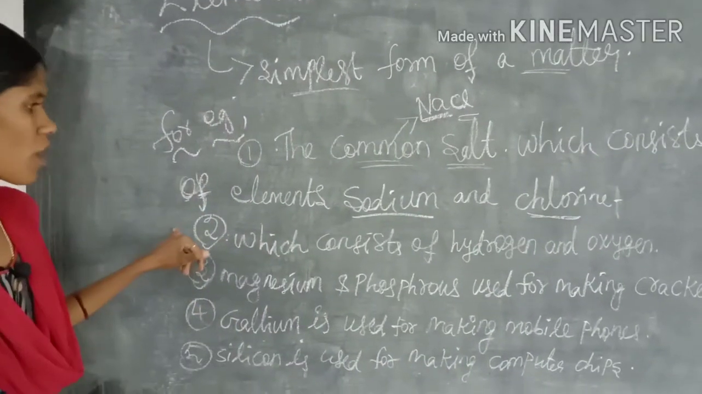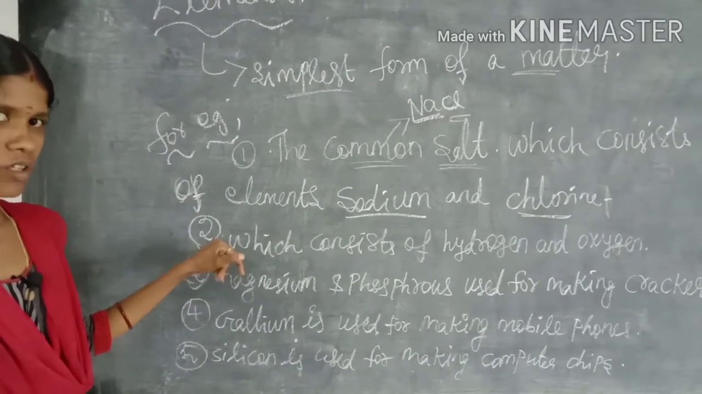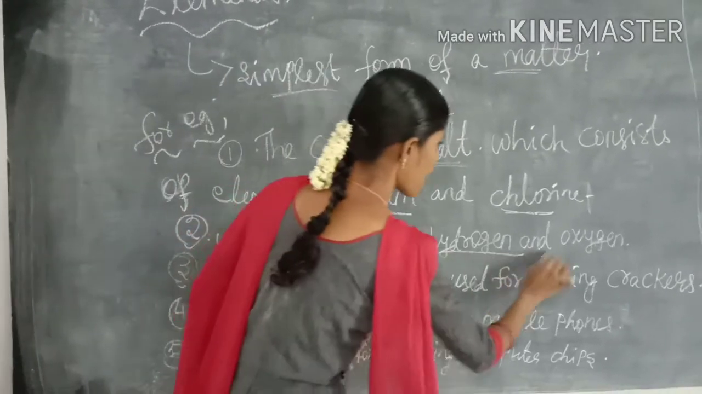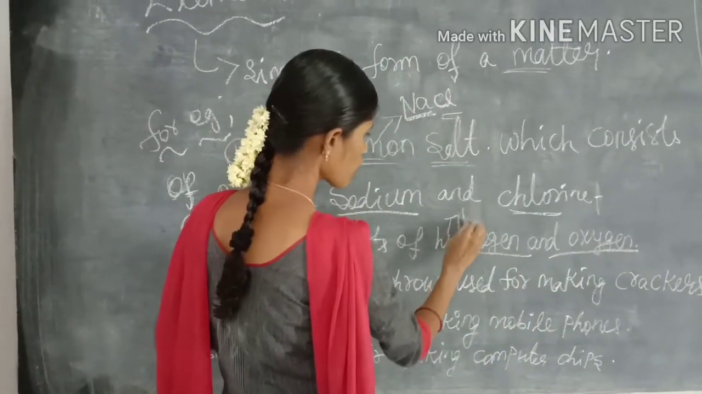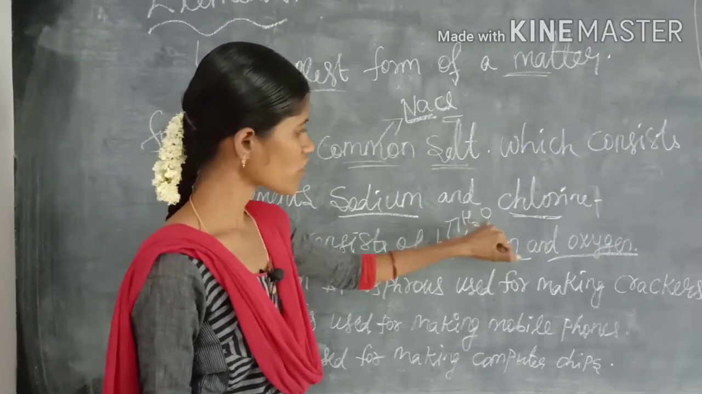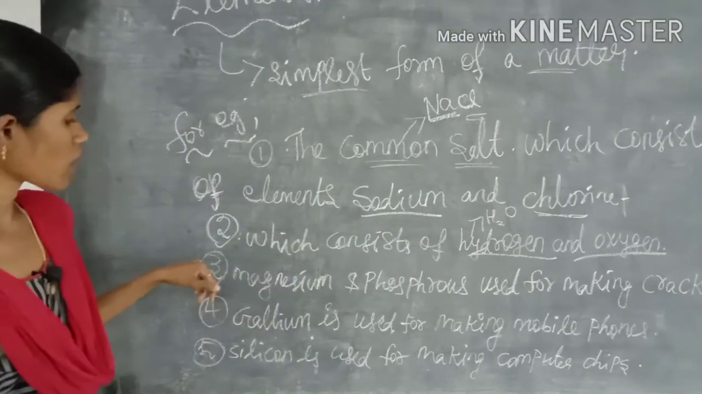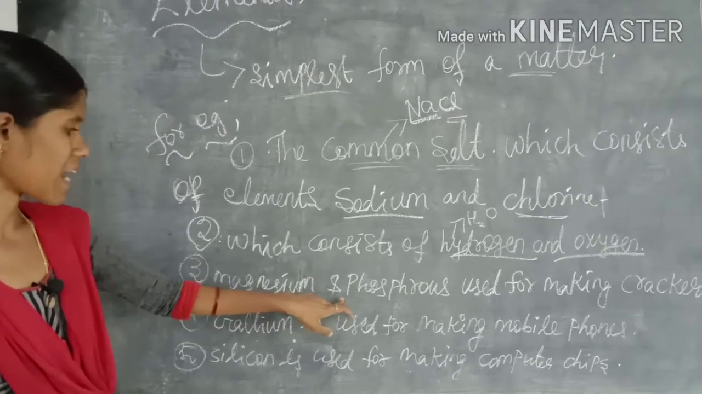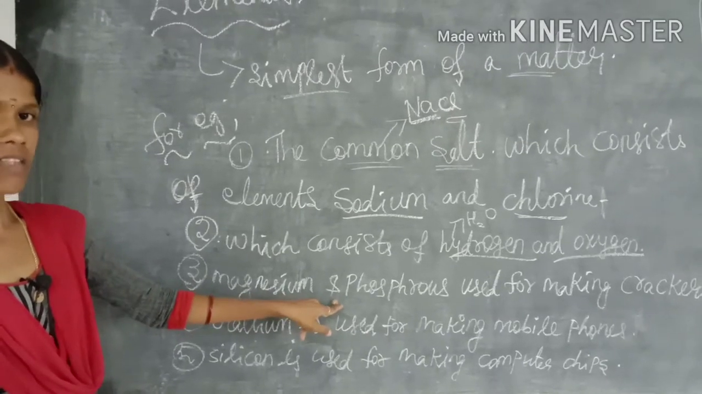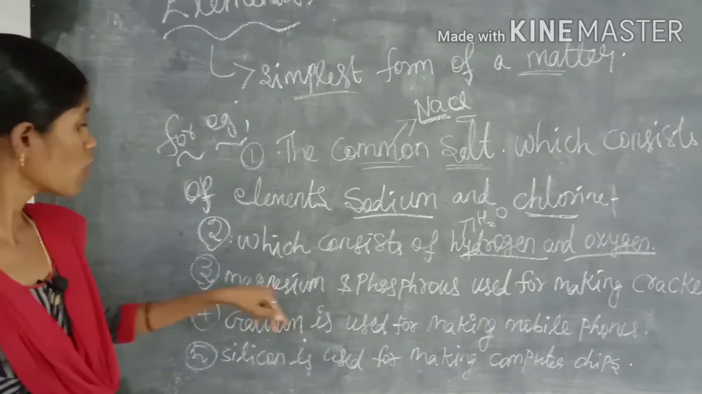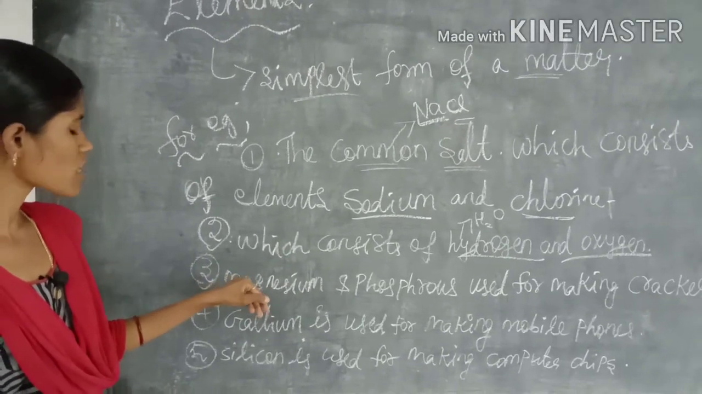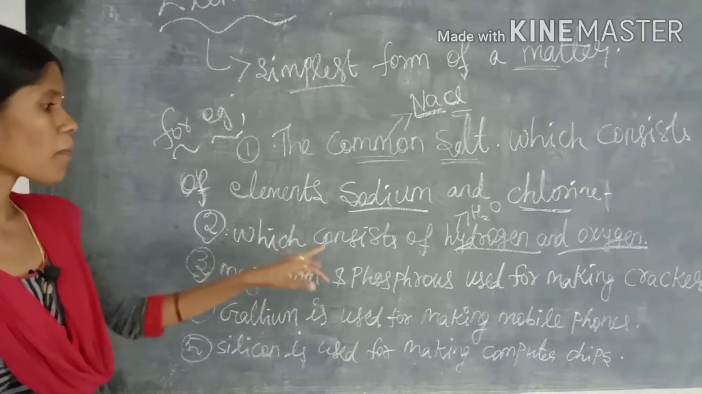Next, we drink water. That water consists of hydrogen and oxygen, because the molecular formula for water is H2O. So it consists of the elements hydrogen and oxygen. Then the third one is magnesium and phosphorus. The elements magnesium and phosphorus are used for making firecrackers. That's how they are produced, by using the elements magnesium and phosphorus.